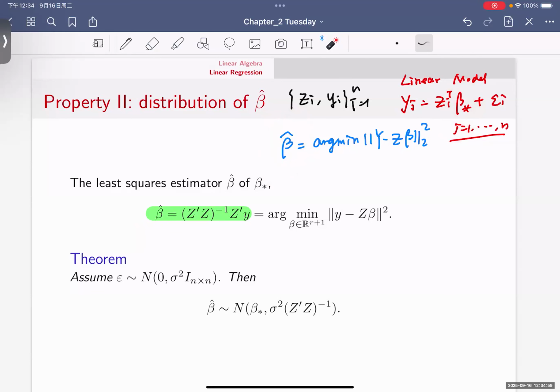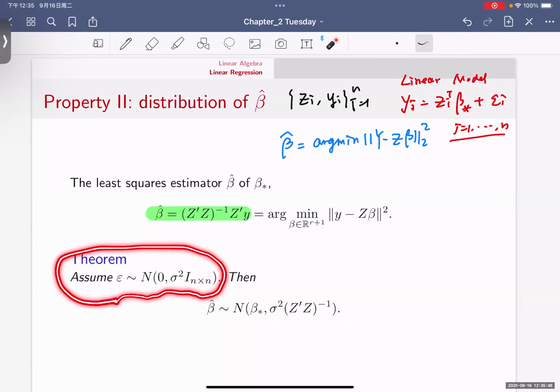Beta star stands for some certain unknown mechanism of our data. It exists, but we don't know the value. It is just some constant, some usual vector. But beta hat has randomness. Our first property says that beta hat is also a normal random variable, with mean beta star and the variance presented here, which we call the covariance matrix. We will have a quick review of what this statement means, and you may think about what this assumption stands for.